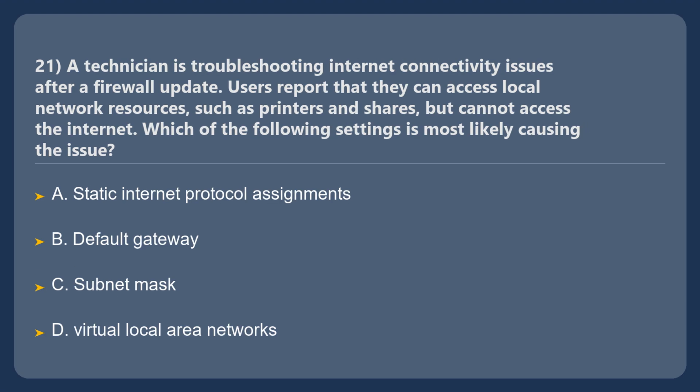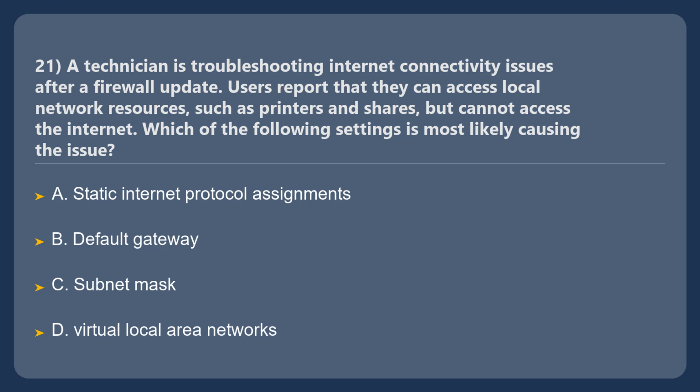Question 21. A technician is troubleshooting internet connectivity issues after a firewall update. Users report that they can access local network resources, such as printers and shares, but cannot access the internet. Which of the following settings is most likely causing the issue? Option A, static internet protocol assignments. Option B, default gateway.